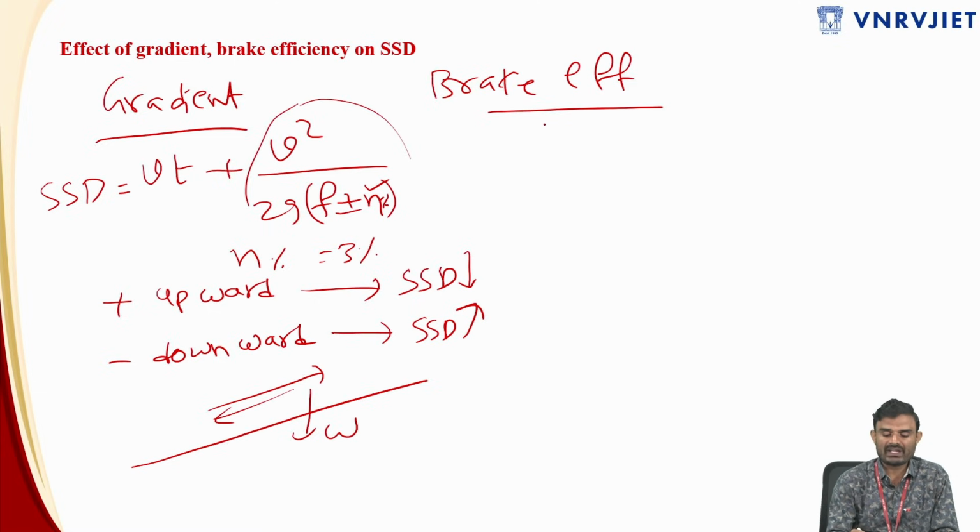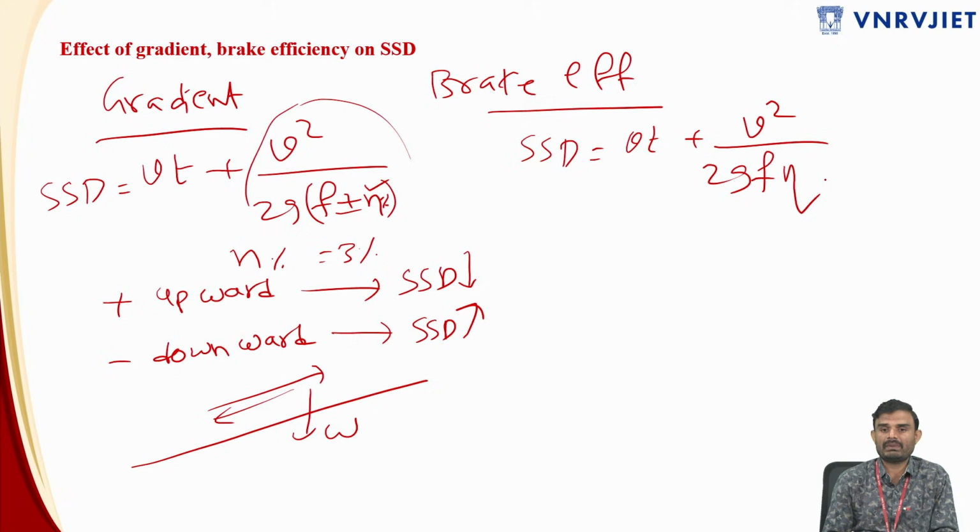And similarly, the effect of brake efficiency: stopping sight distance is equal to again Vt plus V square divided by 2gf, as it is multiplied by the eta symbol, that is nothing but efficiency. Efficiency will be less than 100%. If you multiply it in the numerator, this braking distance is going to be reduced, but with lesser efficiency the braking distance generally increases. So that is why we have to incorporate the value of the efficiency, the eta symbol, in the denominator.